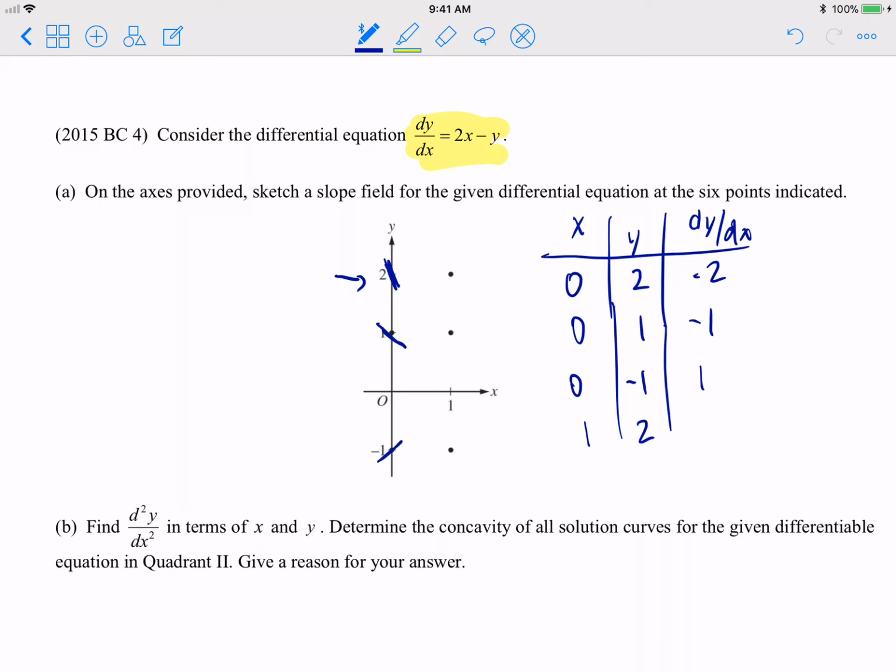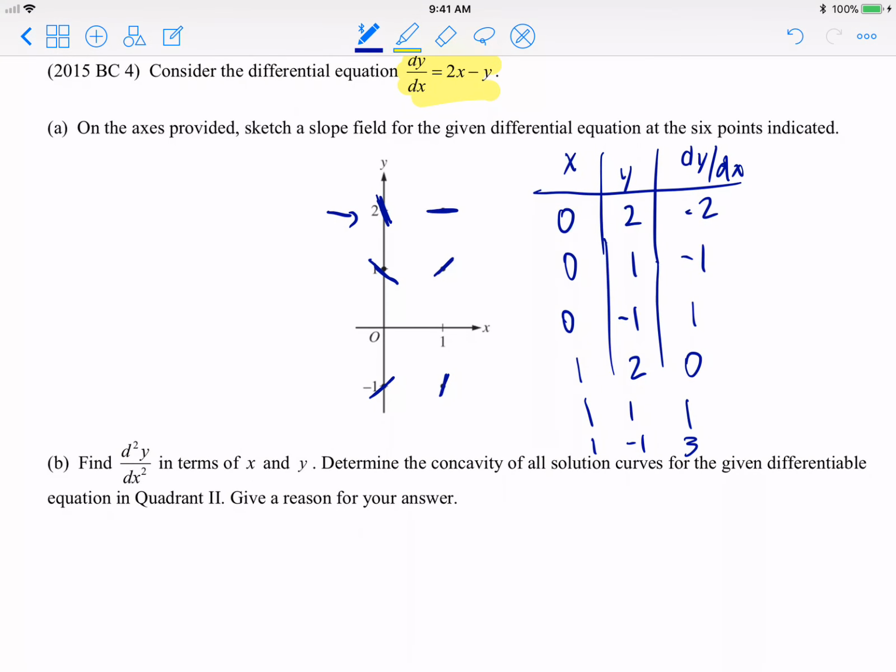So at (1, 2), that's going to be 2 times 1 minus 2, which is 0, so this is going to be a slope of 0. At (1, 1), that's going to be 2 times 1 is 2, minus 1 is 1, so this is going to be a slope of 1. And then finally, at (1, -1), we're going to have a slope of 3, if I'm not mistaken, and so that's going to be our steepest line yet that looks like that.